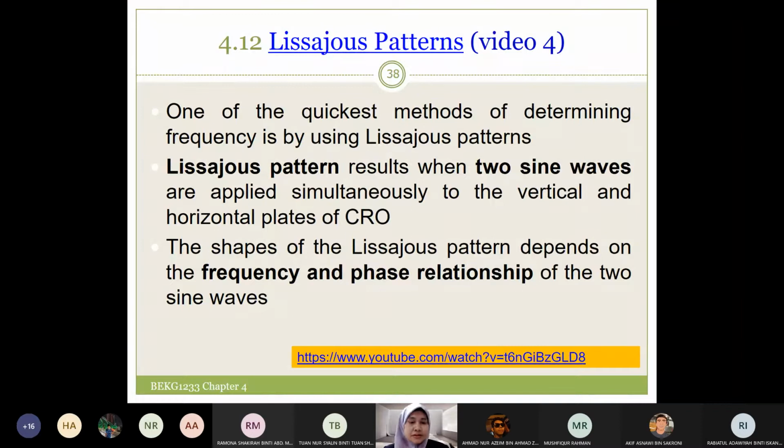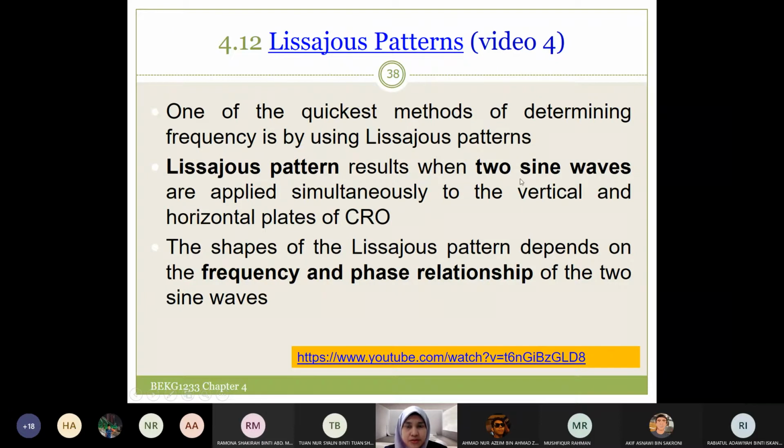Lissajous pattern. This is the last subtopic for this chapter. One of the quickest methods of determining frequency is by using Lissajous patterns. Lissajous pattern can be viewed in oscilloscope. It results when two sine waves are applied simultaneously to the vertical and horizontal plates of CRO oscilloscope.